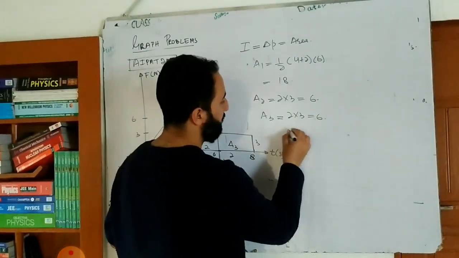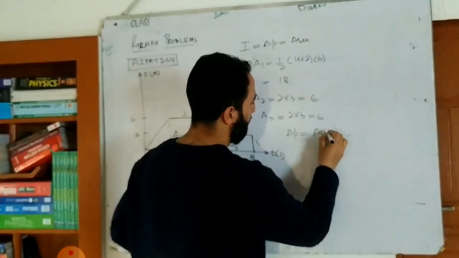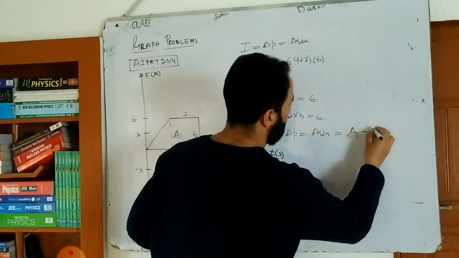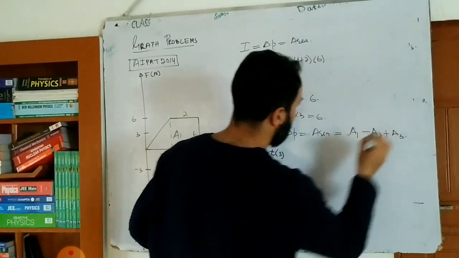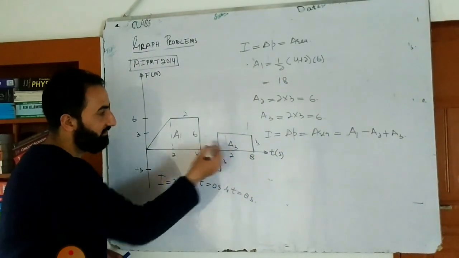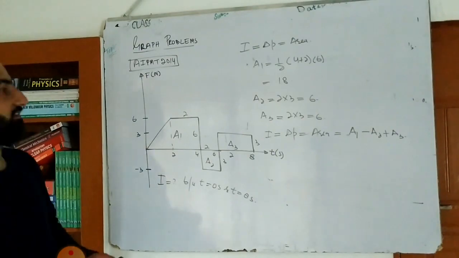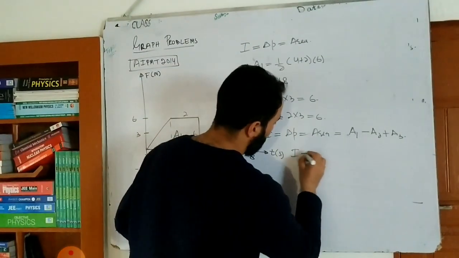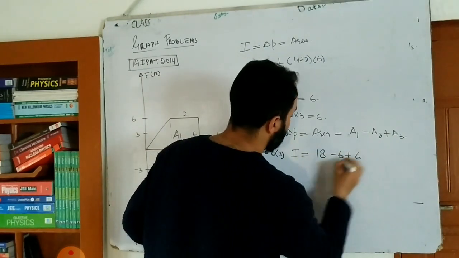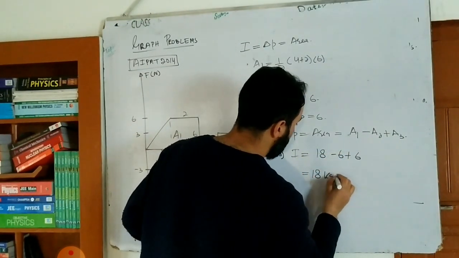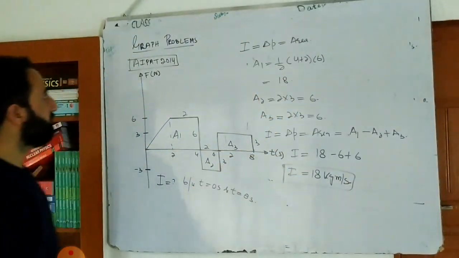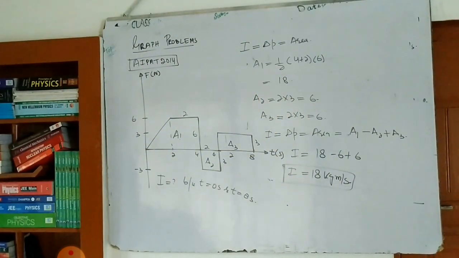Now delta P will be simply equal to area, or impulse, which is equal to A1 minus A2 plus A3. Because take this area as positive, take this as negative because it is below the time axis, and take this as positive because it is above the time axis. So impulse is equal to A1, that's 18 minus 6 plus 6, that's equal to 18 kilogram meter per second. So this answer is done. Easiest of the lot, students, AIPMT 2014.